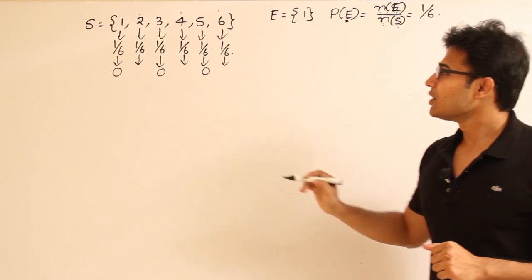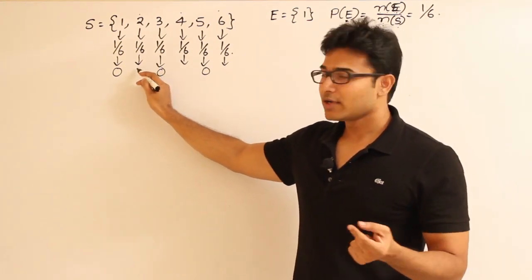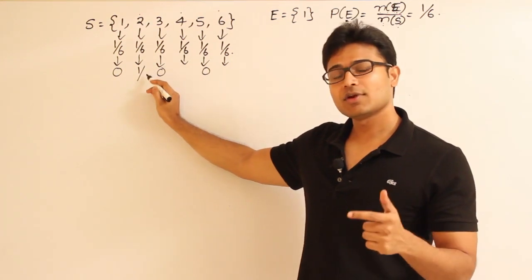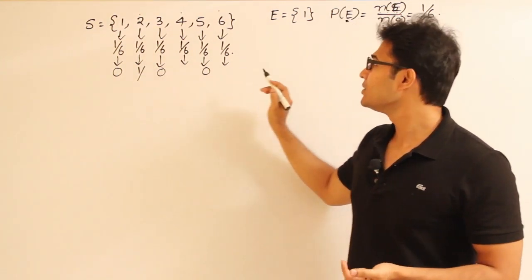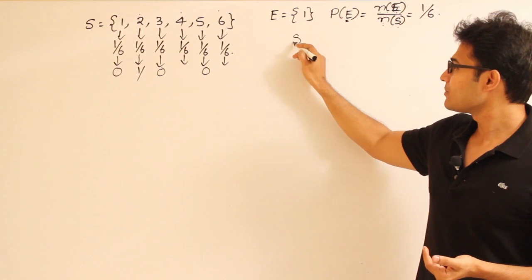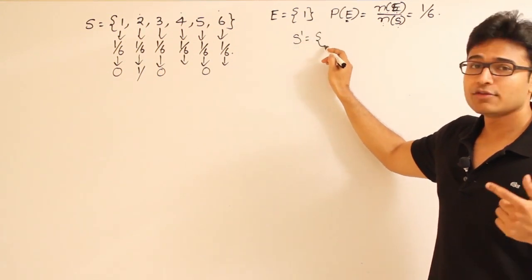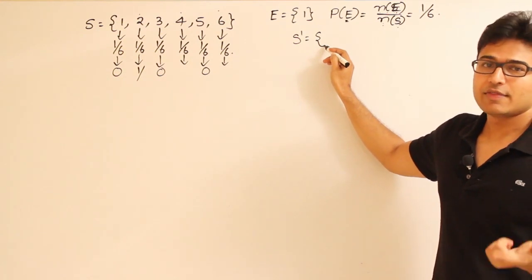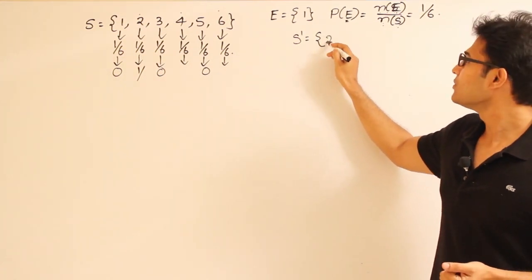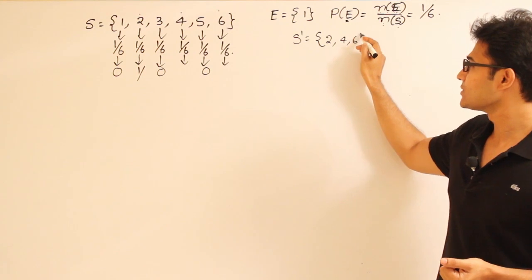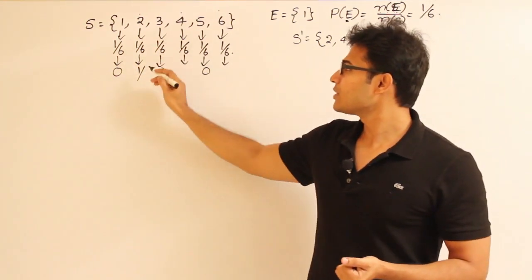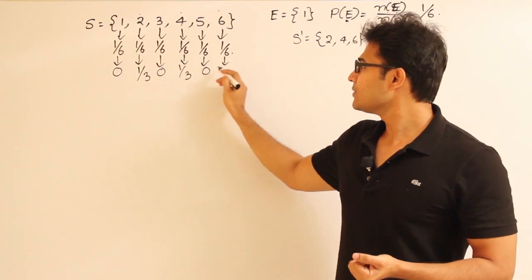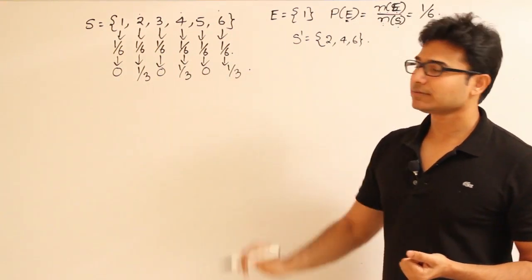So the number of elements in this event of getting 2 is 1, and then the number of elements in the new sample space. What will be the new sample space? The new sample space S dash. If it is already known that we have got an output which is an even number, then the new sample space is going to be 2, 4, 6. Therefore, these probabilities are going to change as 1 by 3, 1 by 3 and 1 by 3.